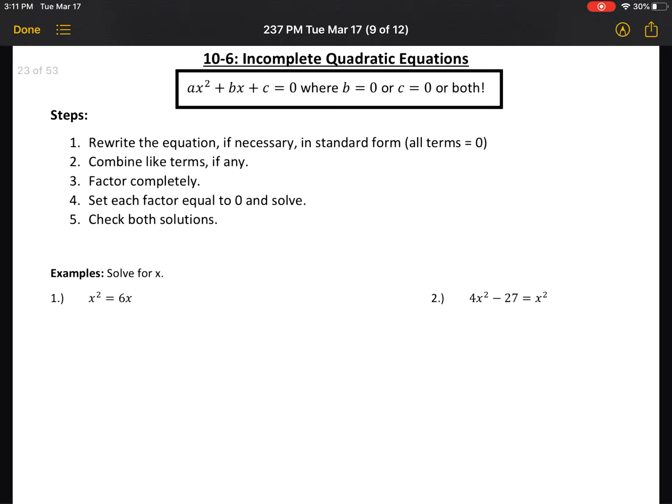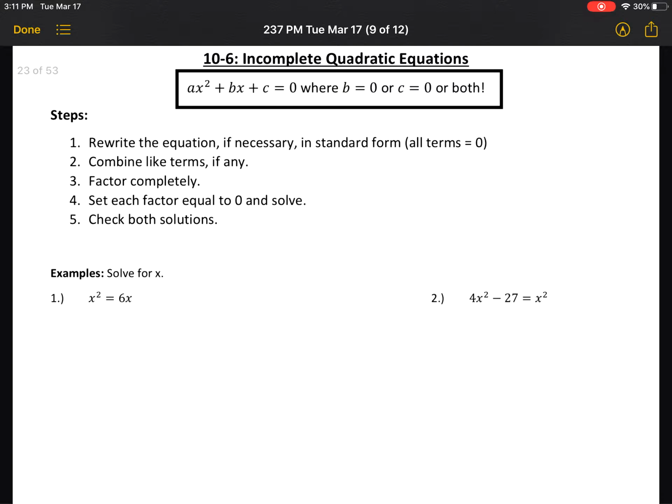We're going to rewrite the equation in standard form if we have to. Combine any like terms if we have them. Factor completely, which keep in mind means we are probably going to factor more than once. Set each factor equal to 0 and solve, and then we could check our solutions by taking them and plugging them in for x into the original equation.